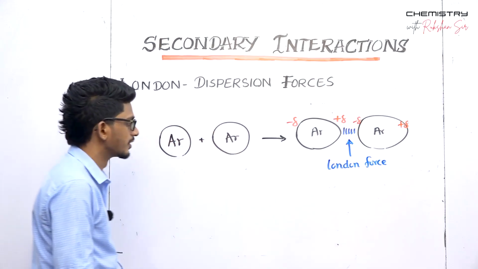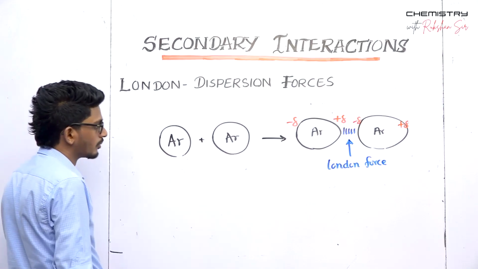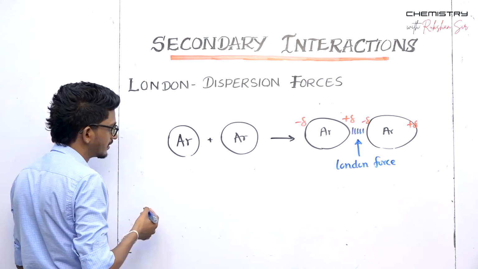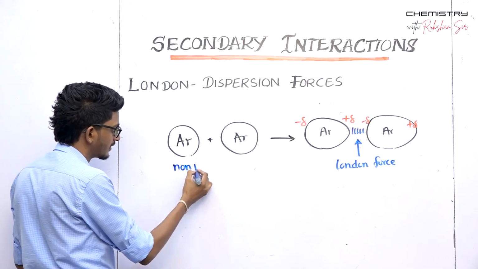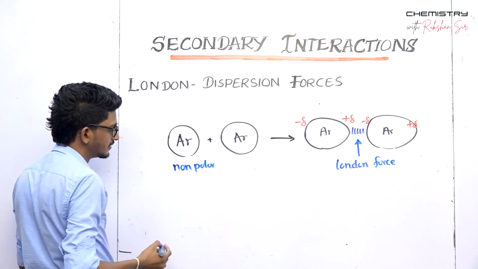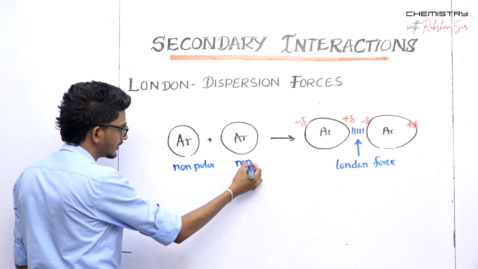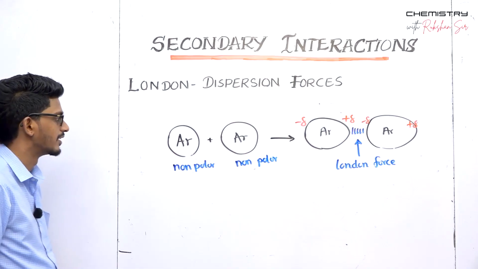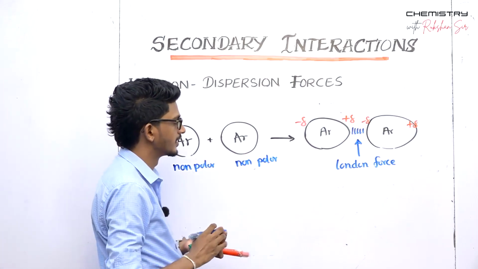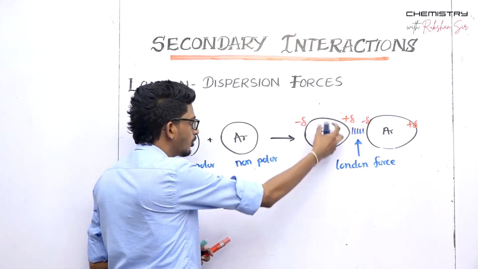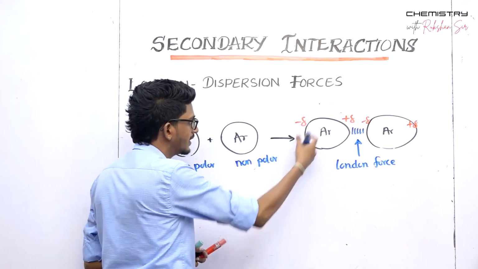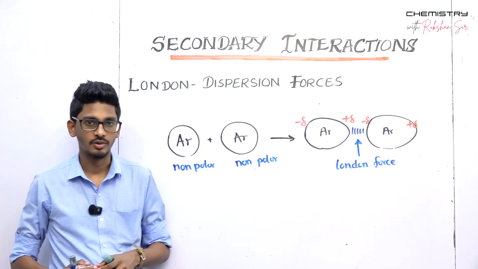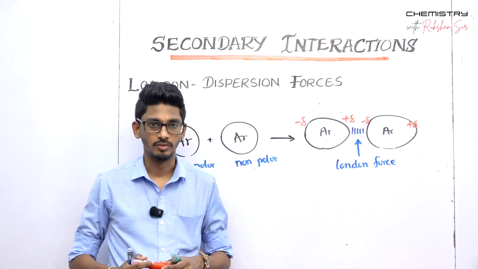These London forces happen between non-polar molecules. So this is a non-polar species, with symmetric electron density. Initially, this is also non-polar with symmetric electron density. But when those come closer to each other, some poles are induced, and then those attract each other. That is how the London forces form.